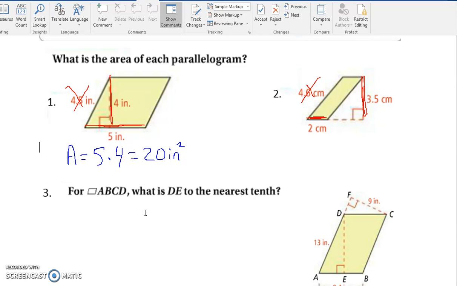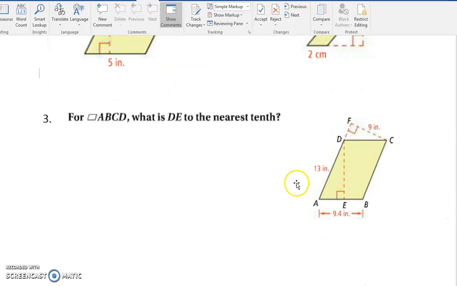So again, as we go through and we find area, it's just base times height. My base was 2. My height in this problem is 3.5. 2 times 3.5 is 7, and that's going to be in square centimeters. Okay, let me erase this. There we go. We'll scroll down here.